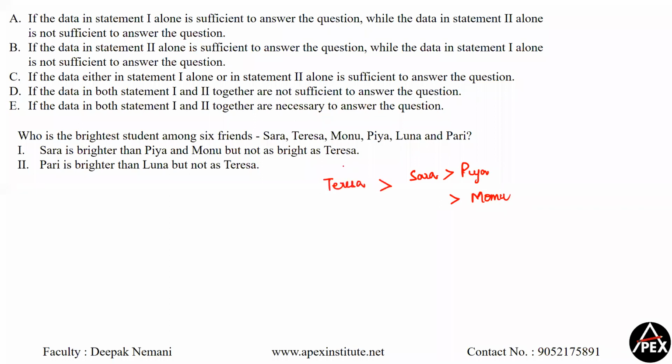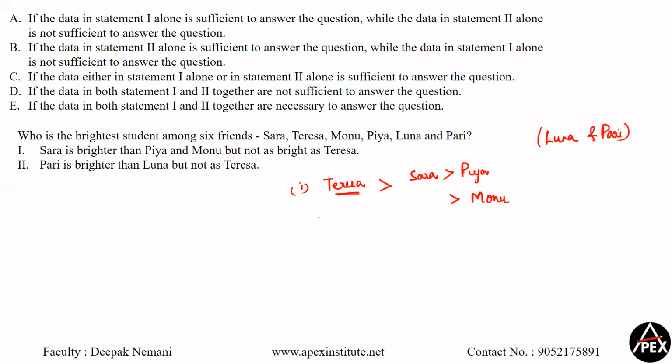So who are left? Sorry, this is Monu, my bad. We are left with Luna and Pari. If I consider statement one alone, we have the details about Teresa, Sarah, Pia, and Monu. So Teresa can be the brightest student, but we cannot say, isn't it? It can be Luna and Pari also.